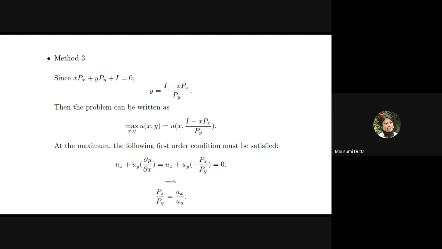Now coming here, I am internalizing the budget constraint in a different way. From the budget constraint, we are writing y in terms of x. So here I can directly maximize the u function, because here also I am internalizing my budget equation. Instead of y, I am writing I minus xpx by py. So I am internalizing the budget in place of y, and directly I can maximize the expression u of x comma I minus xpx by py.